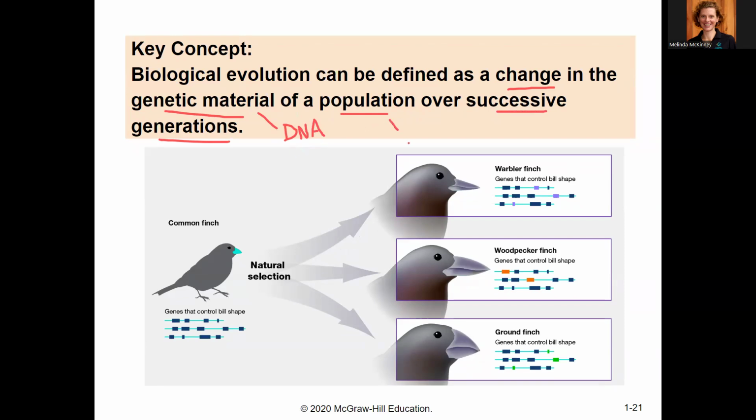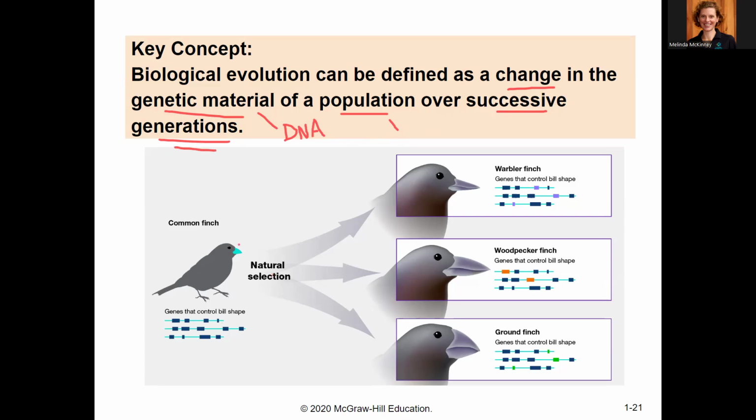So a population is not just one individual. So an individual does not evolve. So this is multiple individuals. And it's over successive generations. So it's heritable, it's passed down from parent to offspring, and it goes from generation to generation.